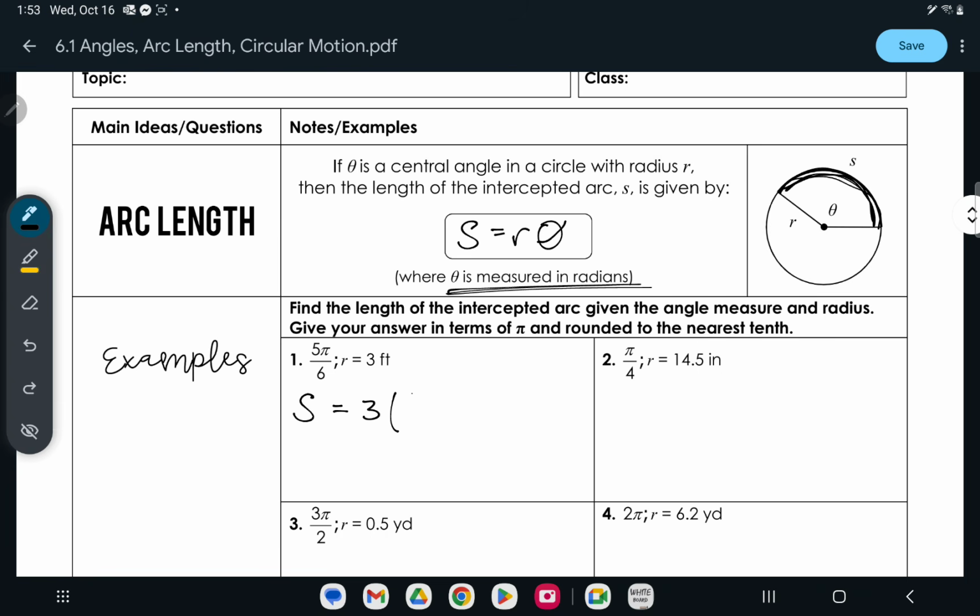So 3 times 5 pi over 6. And let's see, the 3 and the 6 reduces to just 1/2. So I'm left with 5 pi over 2. And then we want it in terms of pi, which is right here, and then to the nearest tenth. So I can throw that in a calculator and do 5 times 3.14 divided by 2 and get 7.9.